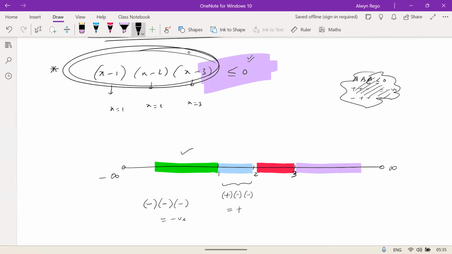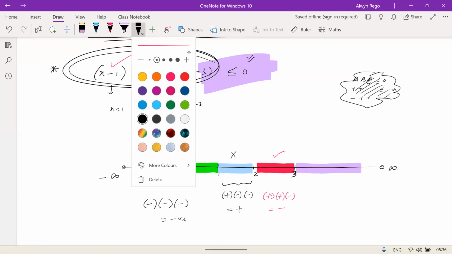So this is positive. That's why these are not the places where I find my solutions. If I went between 2 and 3, let's say I took a value 2.5, you'll find that 2.5 minus 1 is positive, 2.5 minus 2 is positive, 2.5 minus 3 is negative. So plus into minus will give you a negative answer. And this is where I want to find solutions. So this is my solution set.